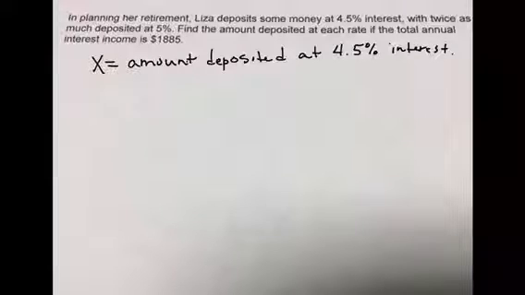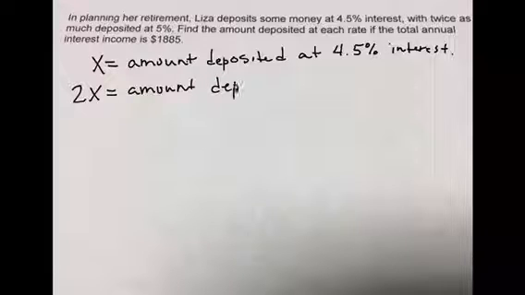Then it says that twice as much was deposited at 5%. So twice as much would be 2x. So this is the amount deposited at 5% interest.